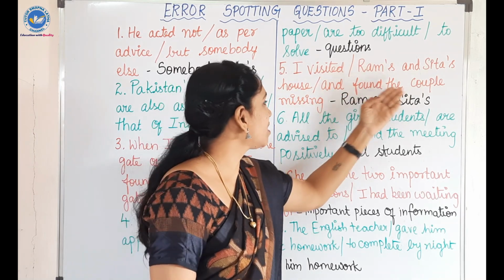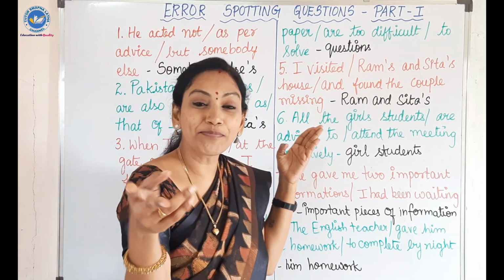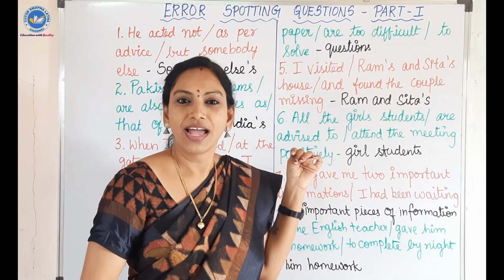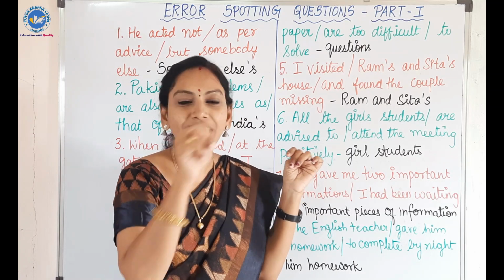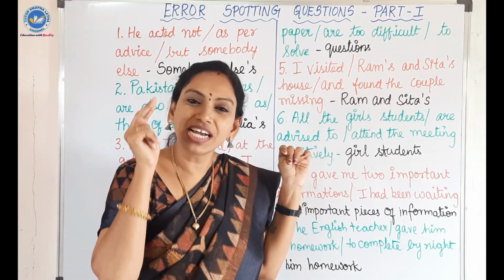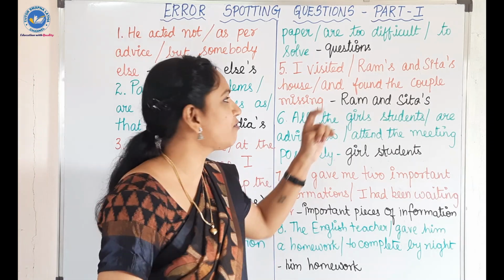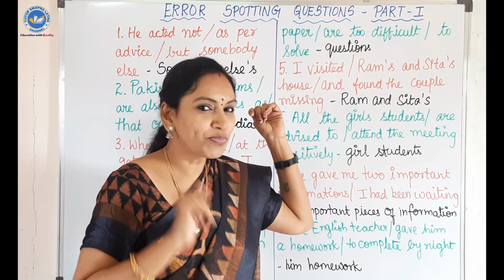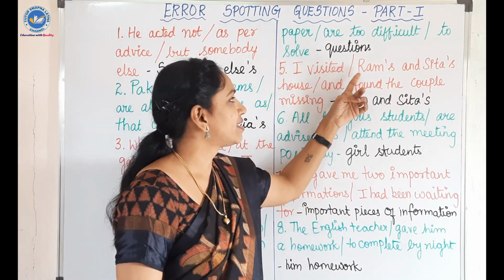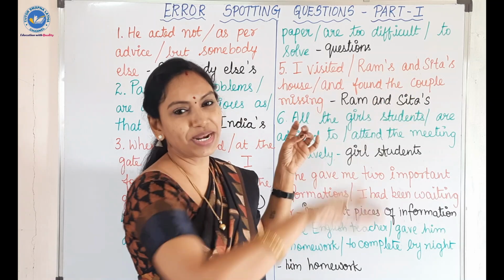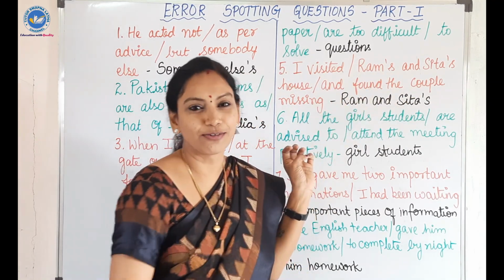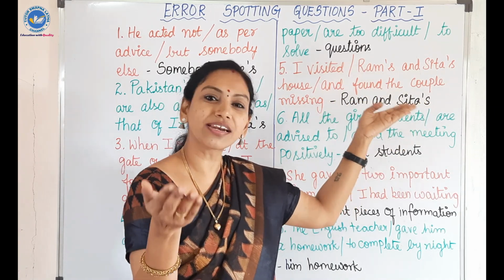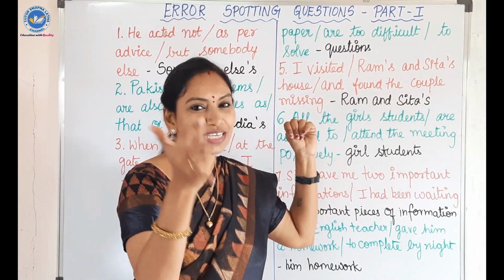And found the couple missing. See the second part, the twist given by them. They are telling Ram and Sita as a couple. Couple means definitely they live in the same house. Am I right? If they live in the same house, why should we give an apostrophe for Ram separately and Sita separately? Hope you understood what I am trying to say. Ram's means Ram has a separate house, Sita has a separate house. Isn't it? But in the second part of the question, they are telling they are a couple. Couples will not have a separate house, no.